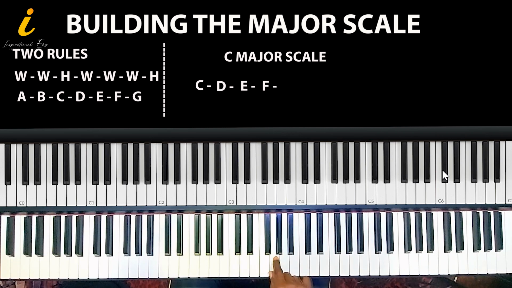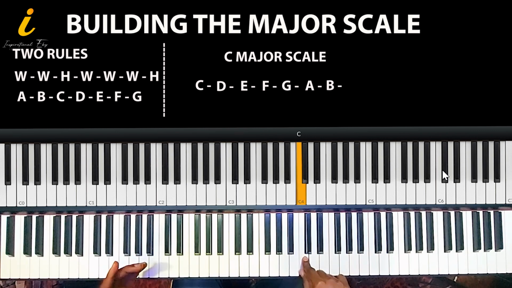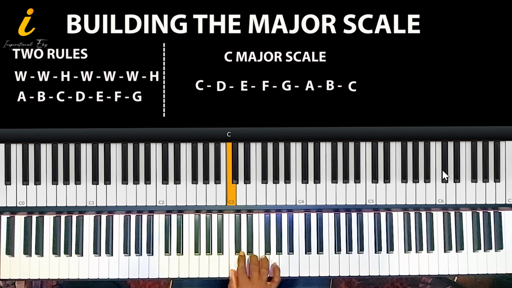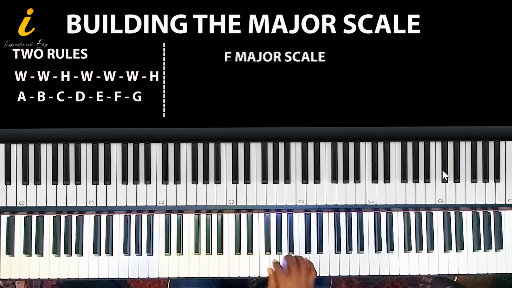The next letter after F is G. The next interval, a whole step. The next letter after G is A. The next interval, a whole step. The next letter after A is B. And the last interval, a half step. And the next letter after B is C. Right? C. So you can see that the C major scale, C, D, E, F, G, A, B, C, confirms that the 2 rules are correct. And the C major scale is also correct. Right? Now let's build another scale, the F major scale.